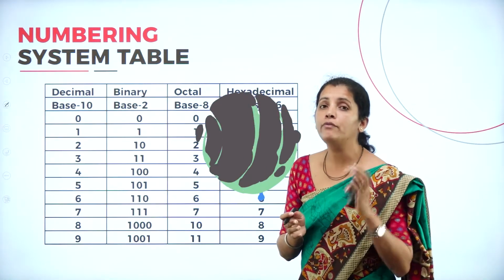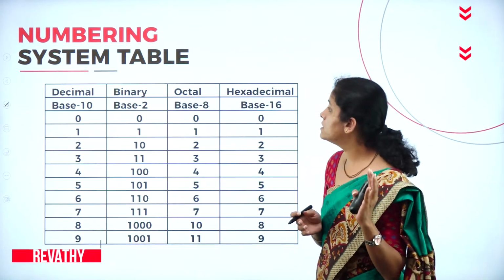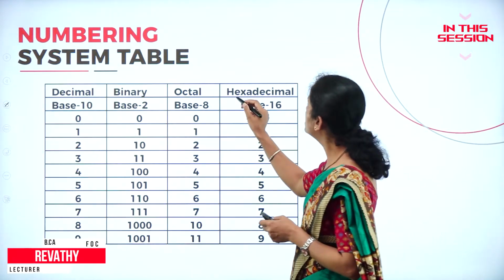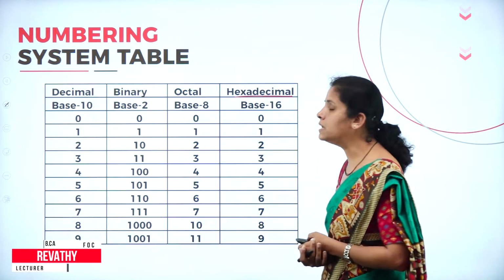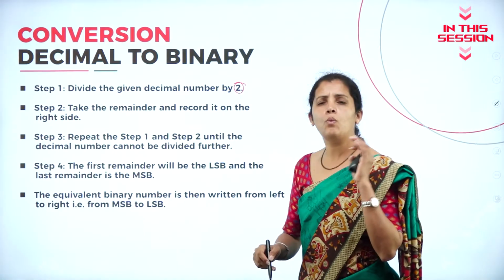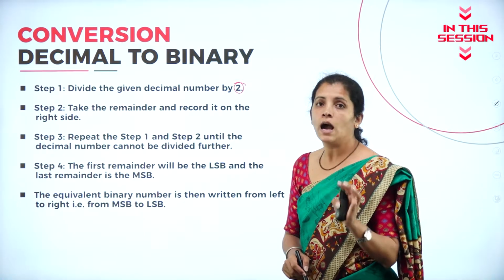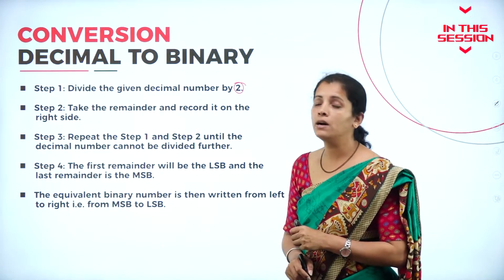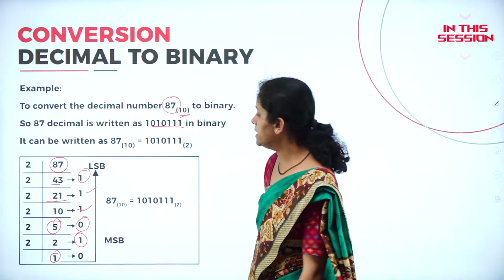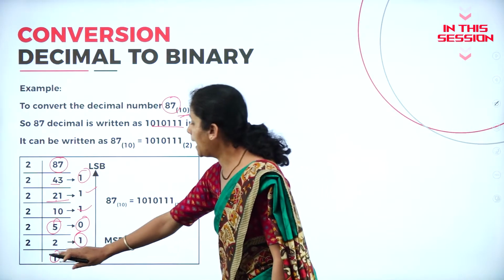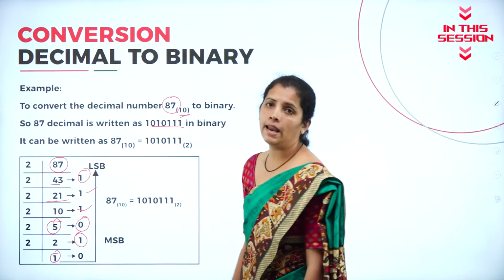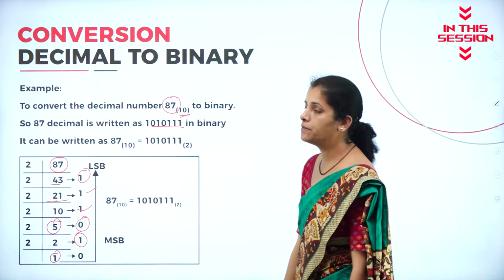We have 4 different types of number system, that is decimal, binary, octal and hexadecimal number. Whatever the decimal number I'm going to have, for that I'm going to divide that number by 2. While writing, I want to start from MSB, that is most significant bit, to LSB, that is least significant bit.